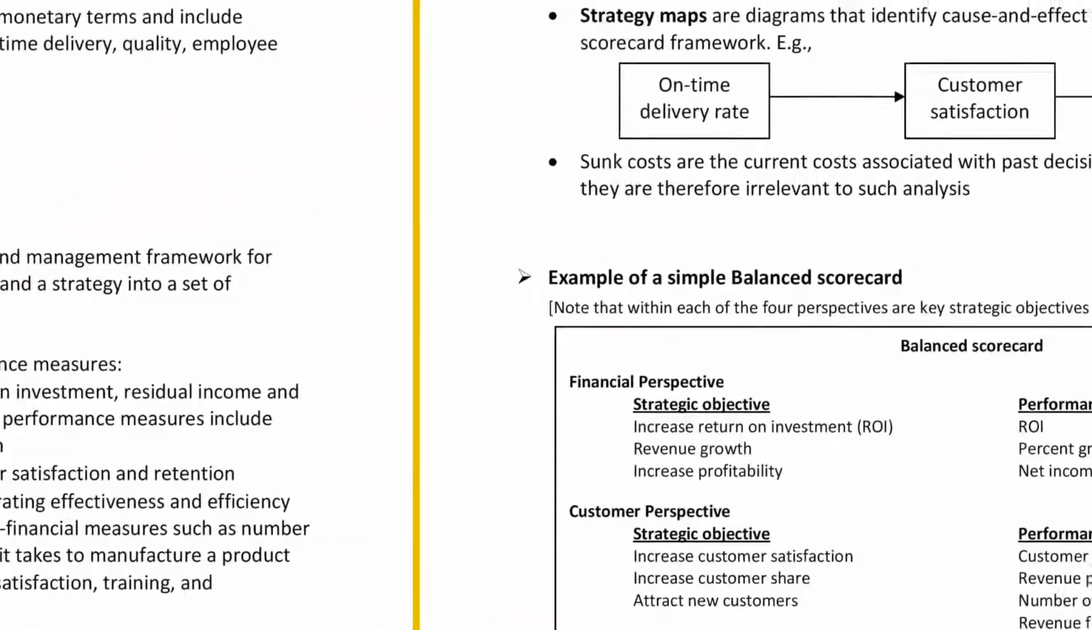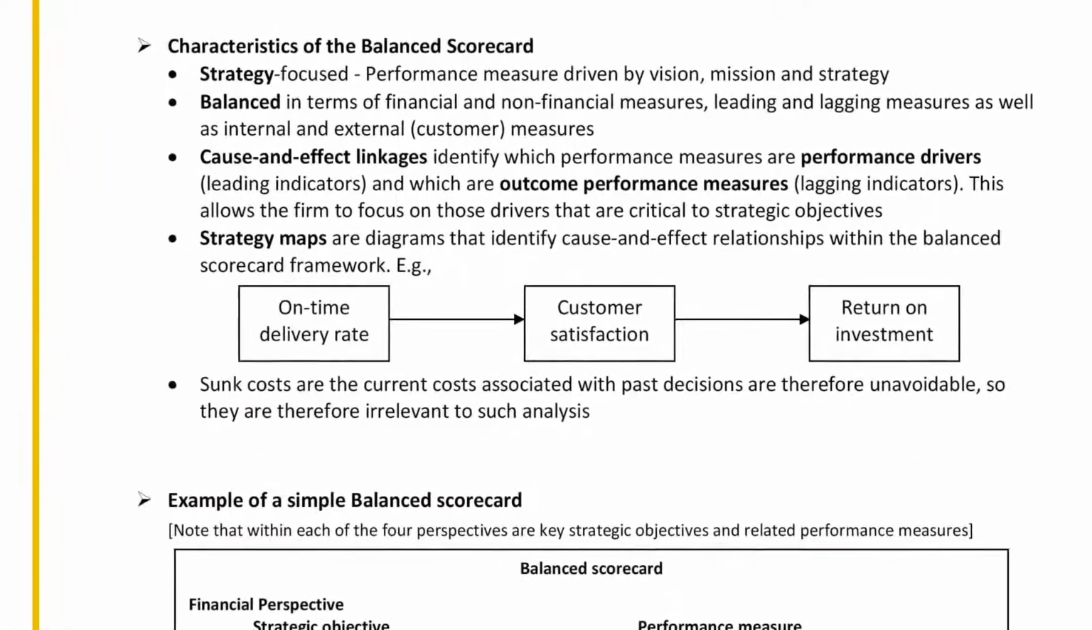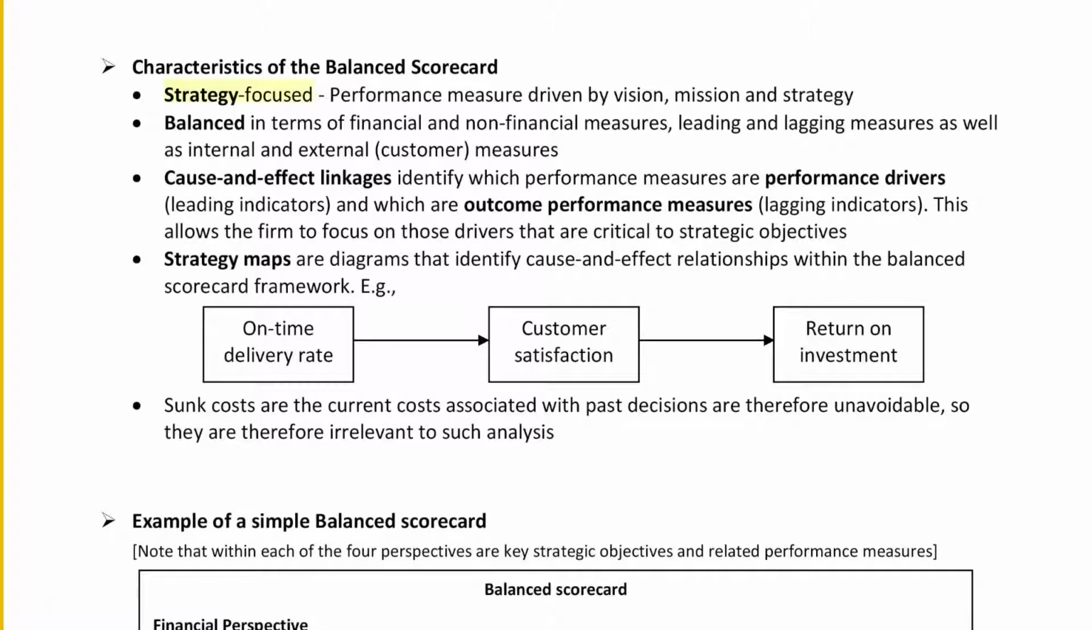Move to page 3, where we're looking at characteristics of the balanced scorecard. Highlight strategy focused. Highlight balanced in terms of financial and non-financial measures, leading and lagging measures, as well as internal and external measures. The cause and effect linkages in the balanced scorecard identify which performance measures are performance drivers or leading indicators, and which of them are outcome performance measures or lagging indicators.